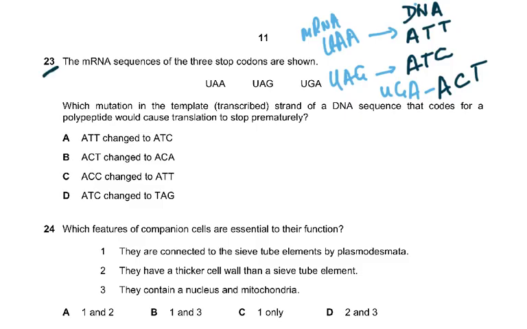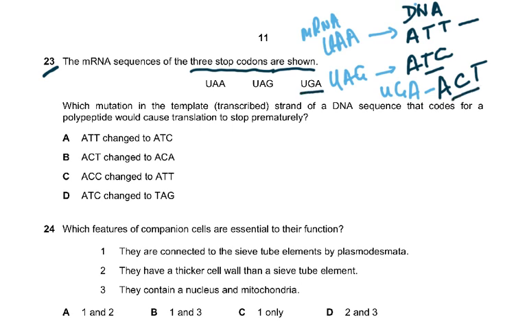Now, question number 23 was a little difficult as well. The mRNA sequences of the 3 stop codons are shown. So immediately what I do is, when mRNA is given, I will calculate the DNA or the tRNA, whatever the question says. So if you look at the DNA from mRNA UAA, the DNA is ATT. Then UAG, the DNA is ATC. And for UGA, it is ACT.